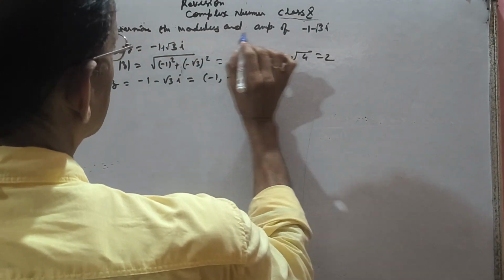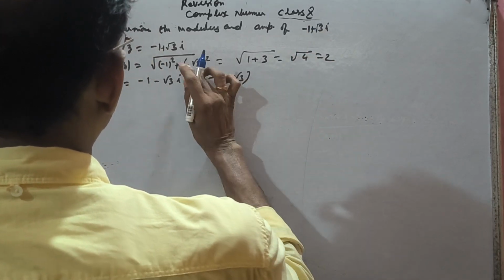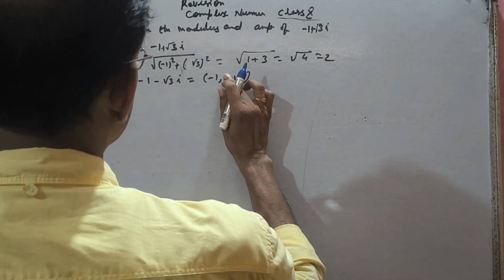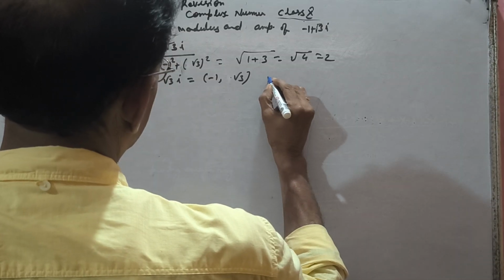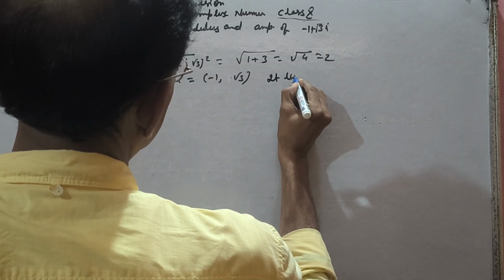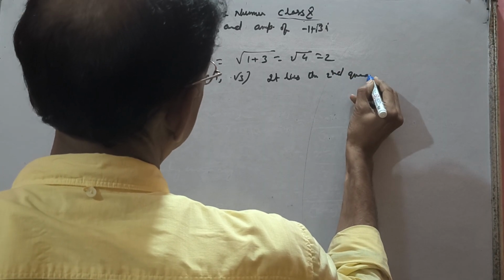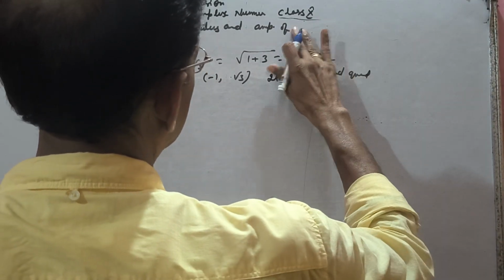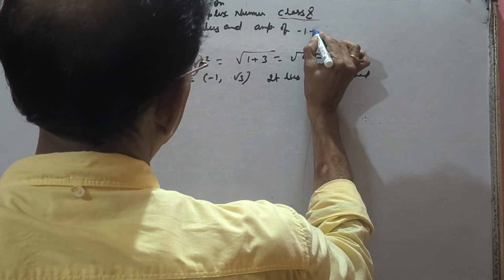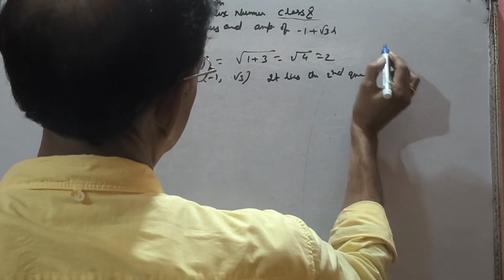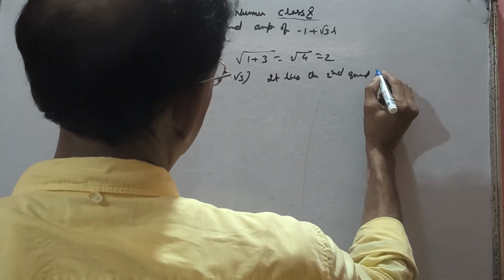This is plus, okay, it is the same, this will lie in the second quadrant. In the question it was plus, that property, minus 1 plus root 3i. So that's why it will lie in the second quadrant.